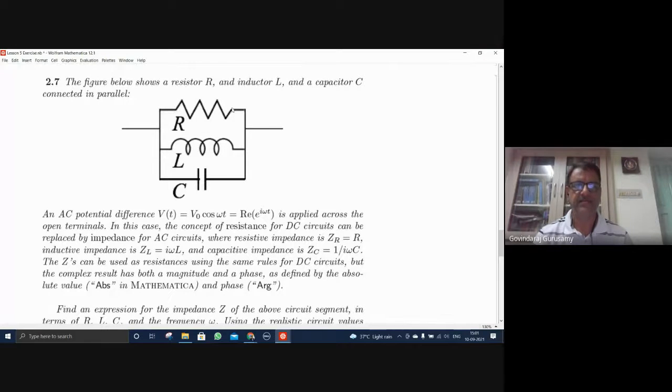Students should be in a position to answer now. If you multiply R and C, what physical quantity will you get? What do you get? Anybody to answer? What physical quantity would you get when I multiply R and C?